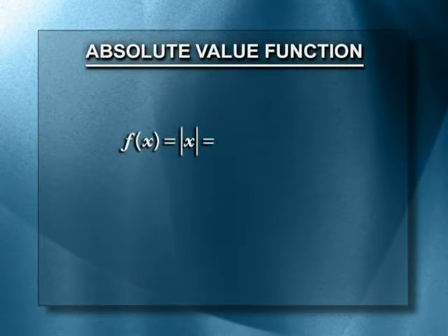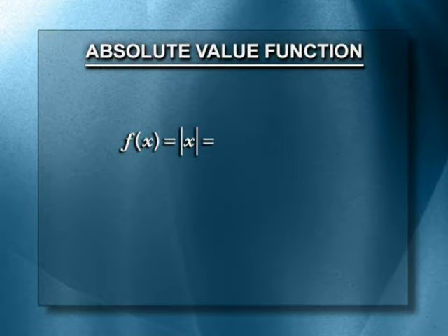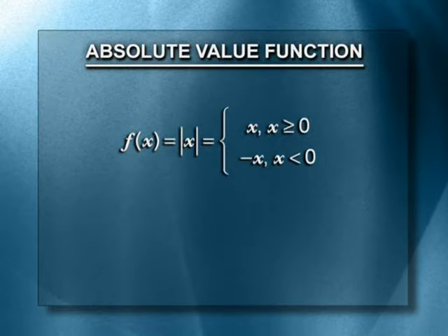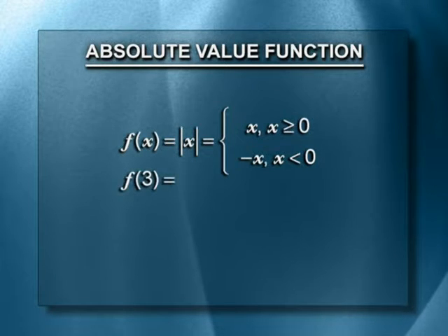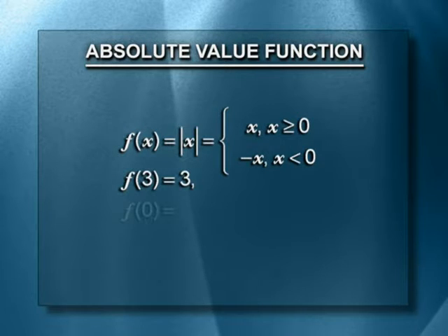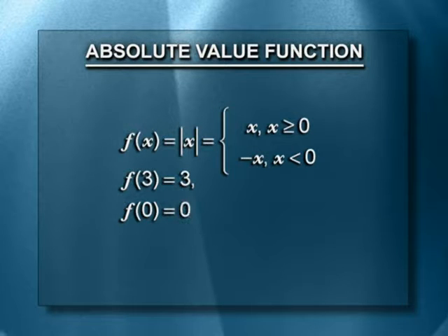The absolute value of a number, and it's denoted with two vertical lines around x, is x in the case where x is greater than or equal to 0, but it's minus x if x is negative. That might seem kind of weird, so let's evaluate it at certain numbers. What's f of 3? Well, 3 is positive, so f of 3 is 3. What's f of 0? That's greater than or equal to 0, so f of 0 is 0.